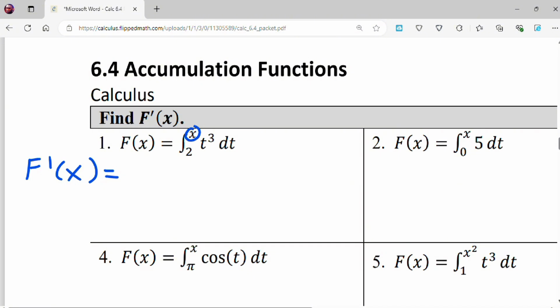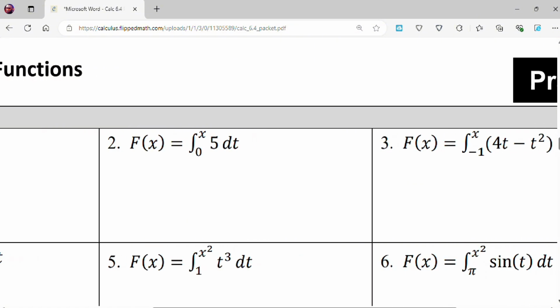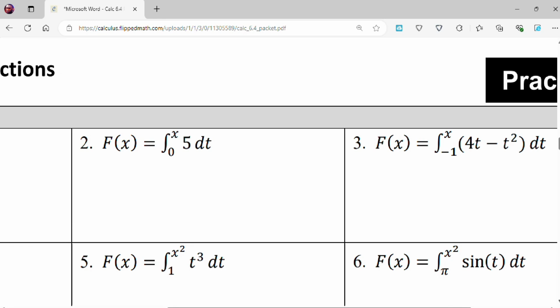And then you're gonna do chain rule if it applies. So f prime of x is equal to, if you do d dx, that gets rid of the integral, and you plug in x into t, and you get x cubed. If you do chain rule, the derivative of x is just 1. So f prime of x is x cubed. So it's a pretty straightforward concept. It can get a little bit tricky with some of them, but overall it's not too bad.